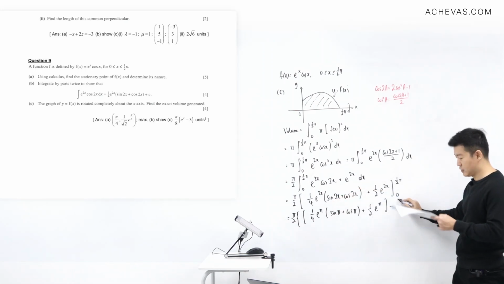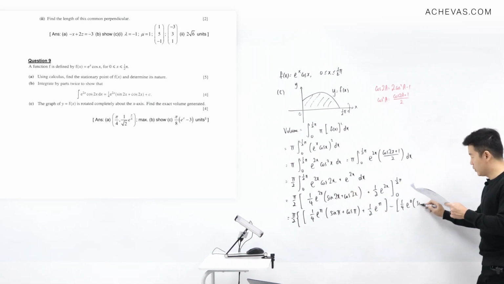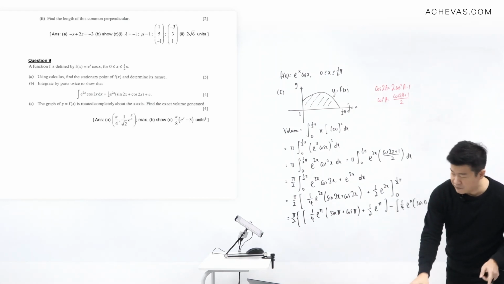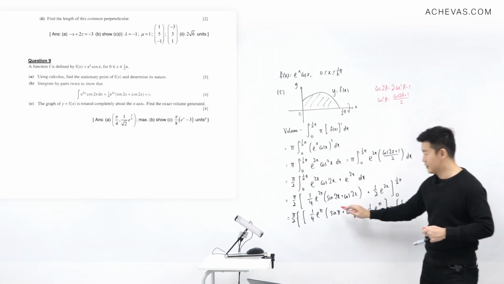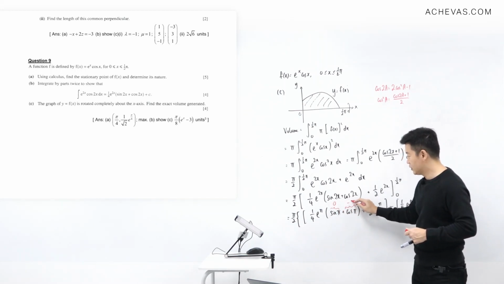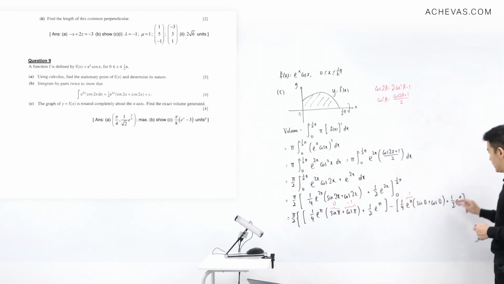Substituting 0 in, it is going to give me 1 over 4 e to the power of 0, then we will have sine 0 plus cosine 0, then plus half e to the power of 0. We can definitely evaluate some of them. For example, this here is equal to 0. This here is equal to minus 1. This I'm going to leave. This is going to be equal to 1, just like this.